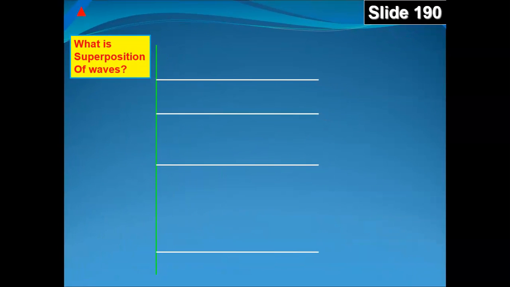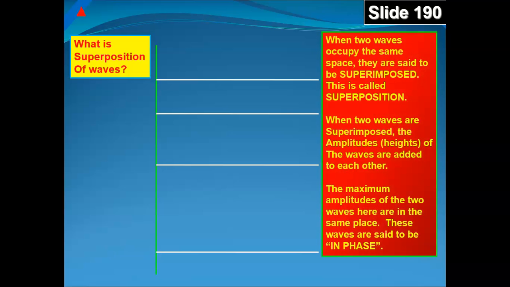So what is the superposition of waves? When two waves occupy the same space, they are said to be superimposed, and this is called superposition. This is a unique property of waves that doesn't exist with matter. You can't have two different soccer balls occupying the same space at the same time. But two different waves can occupy the same space at the same time, and that's called superposition.